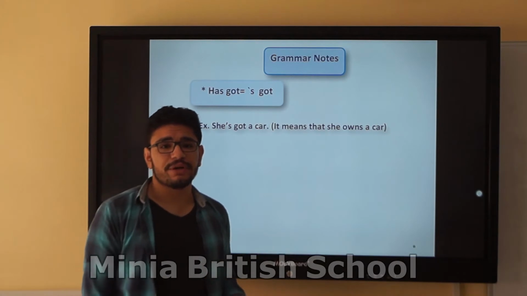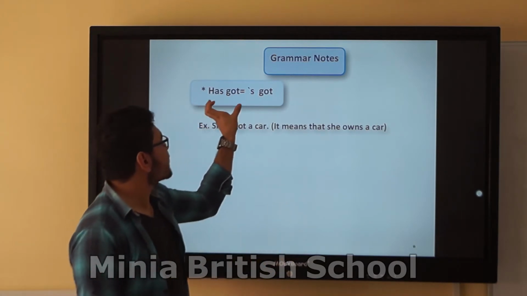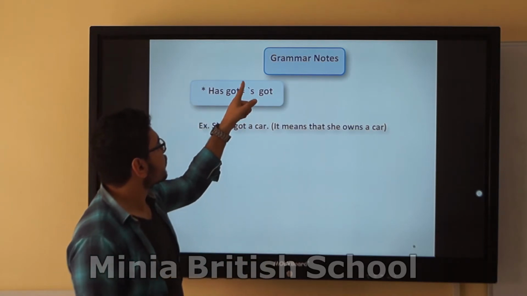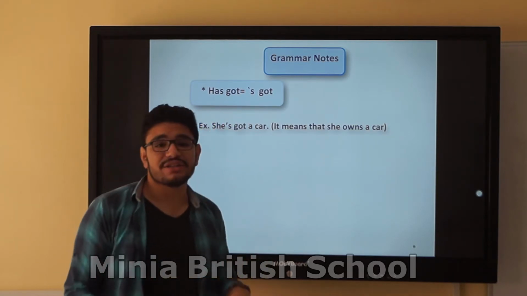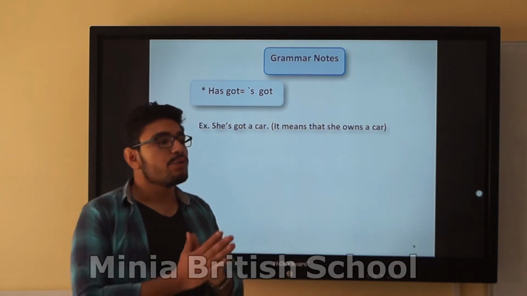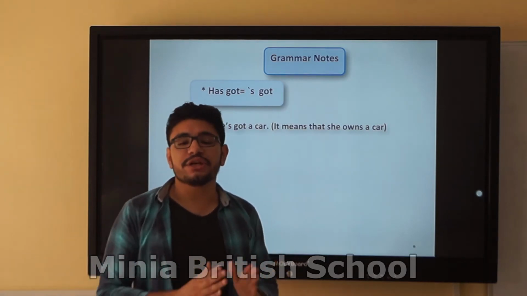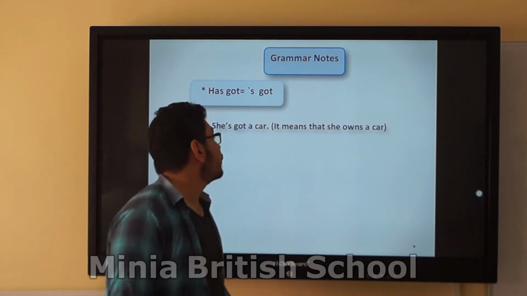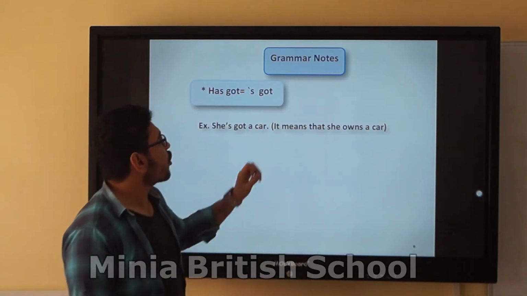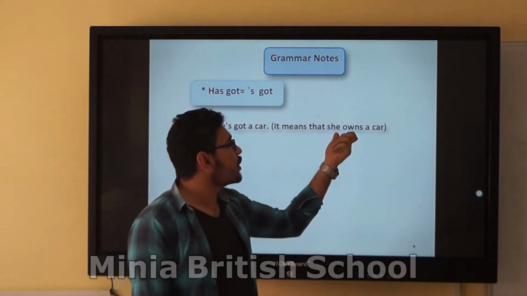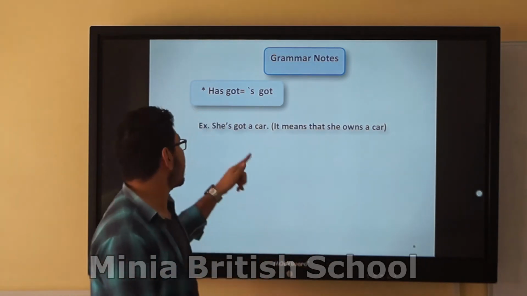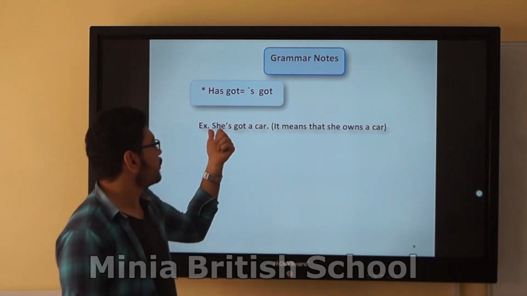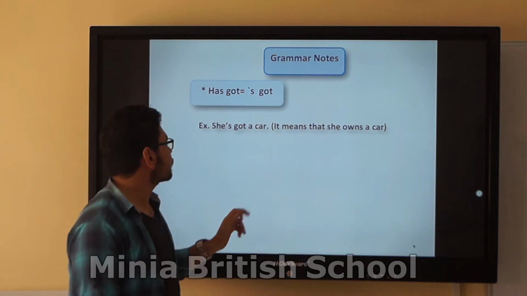In this part of grammar, we'll study how to use has got or have got. Here the words has got. 's got is the short form for has got. We use has with singular nouns like he, she, it, or any singular noun. For example, she's got a car. It means that she owns a car. Here I used has or 's because I have the noun she.